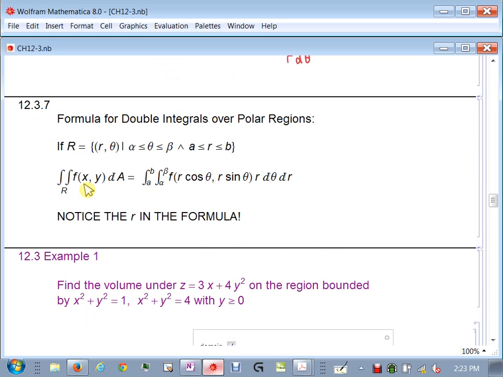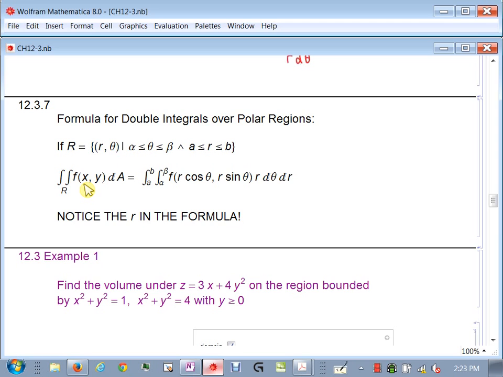Notice the r in the formula. What else do I want to point out there? Do you think, once you've converted everything over, that the order of integration matters here? Do you think you can switch the dr d theta? Yes. Because now that you convert over, we're basically back to Cartesian. It's just a double integral, so the properties of double integrals will hold. When the region is not rectangular, we can't do that.